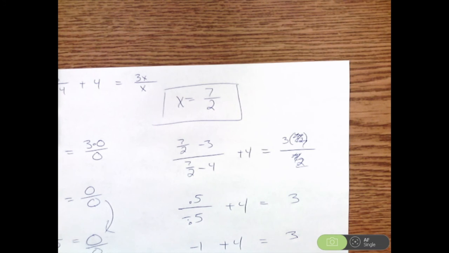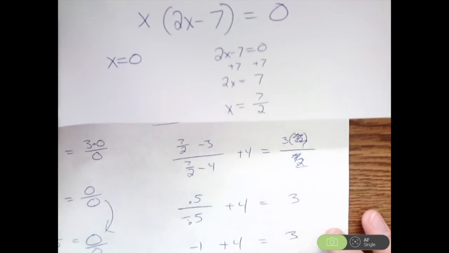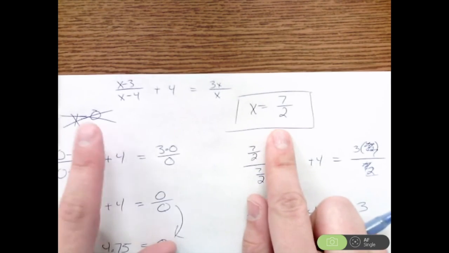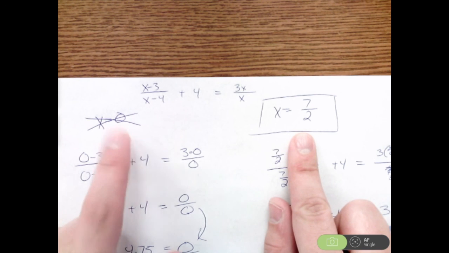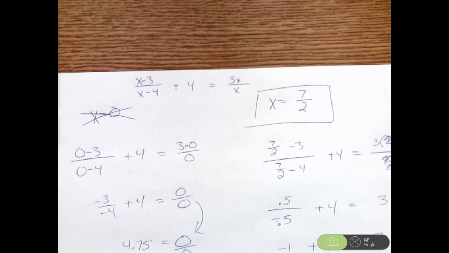So it's very, very important once you solve these that you go all the way. So we had x equals 7 divided by 2. You got to go all the way and check to make sure your solutions work, because one of them might be extraneous and the other one will be your actual solution. And that is solving rational equations 2.